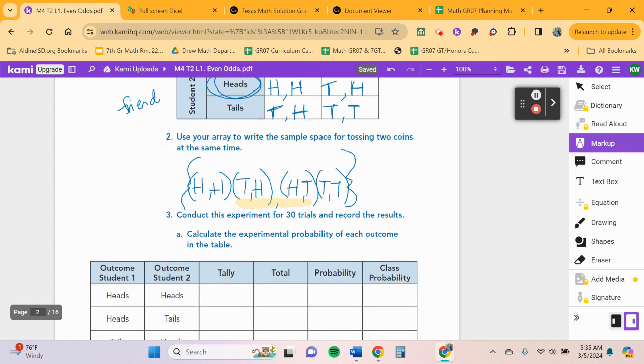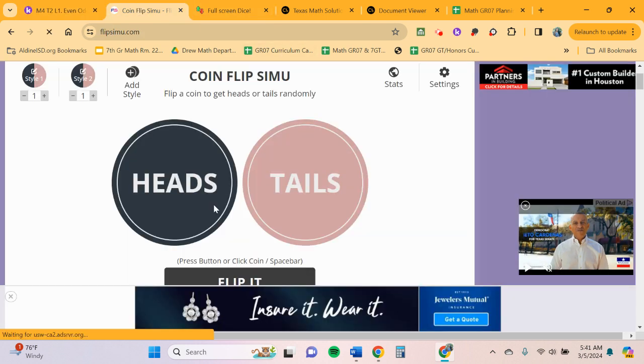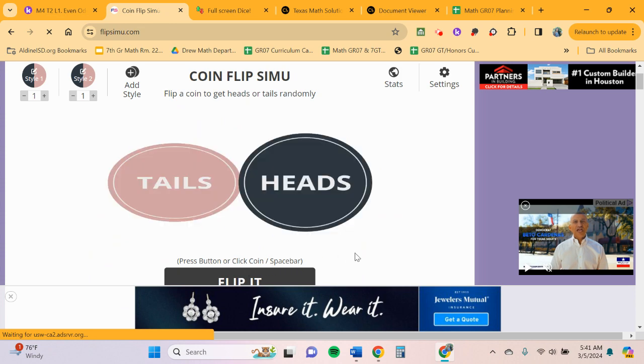All right, number 3. It says conduct this experiment for 30 trials and record the results. Calculate the experimental probability of each outcome in the table. Now, I'm going to go ahead and do this experiment for you, and then I will be back with those results. And so you can see how I'm doing this, I'm not making up numbers.